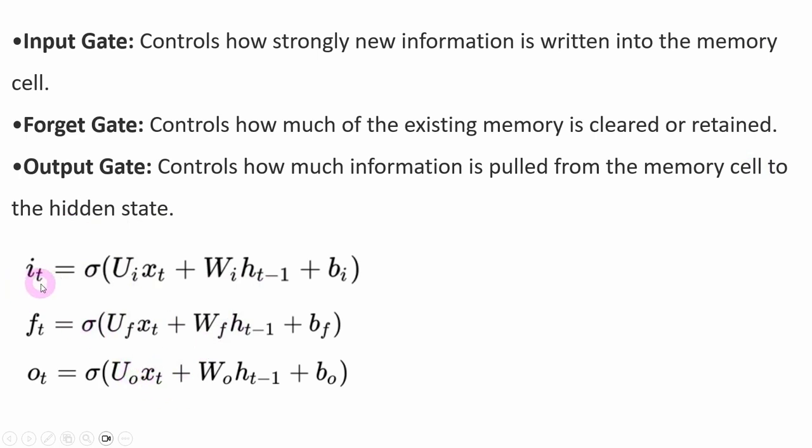Here, xt is the current input, h, t-1, is the previous hidden state, and sigma is the sigmoid function, which outputs a value between 0 and 1, acting like a valve. Similarly, the forget gate ft and output gate ot have their own weight matrices and biases. These 3 gates work together to allow the LSTM to remember or forget information over long time periods. Next, I'll show you how these gates are actually used to update the memory cell and hidden state.